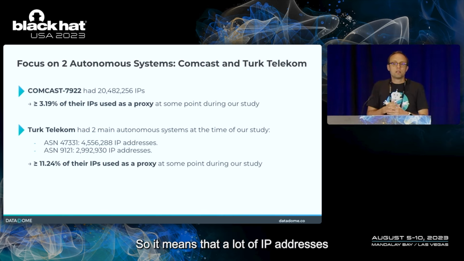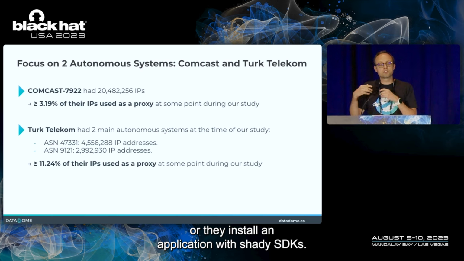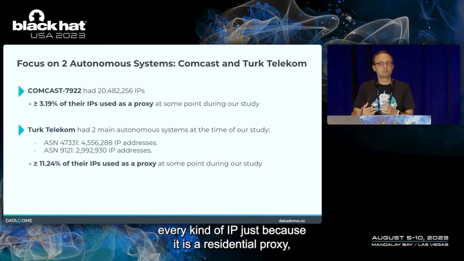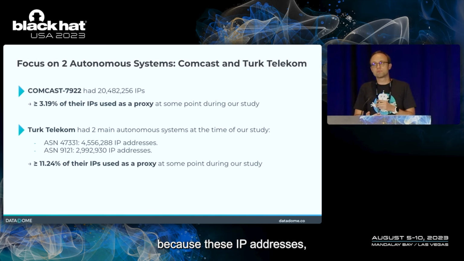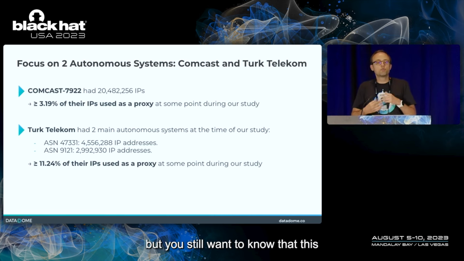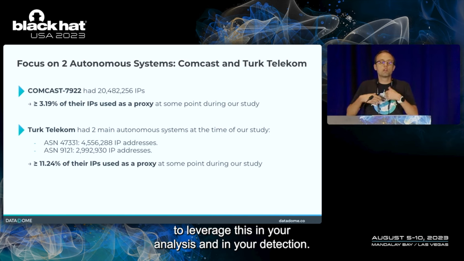So a lot of IP addresses are used as residential proxies at some point because people have infected devices or they install applications with shady SDKs. It can be quite dangerous to block every IP just because it is a residential proxy, because these IP addresses are shared by bots and human users. You don't want to just block them, but you still want to know that this IP address was recently used as a proxy, to leverage this in your analysis and in your detection.